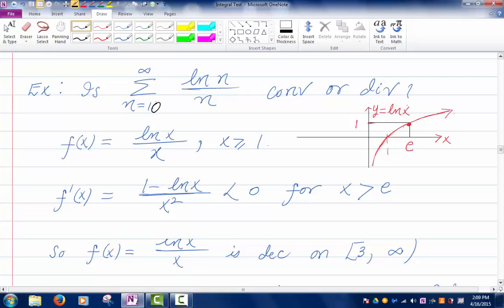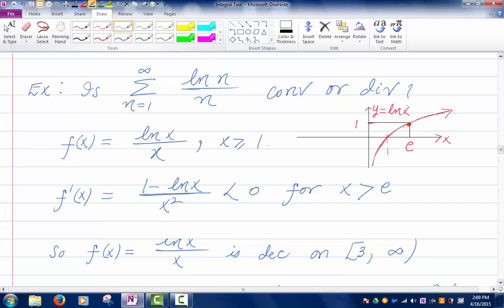Am I making sense? But okay, let's start at 1. So we're going to look at f of x, which is ln of x over x, and let x be greater than or equal to 1. Now we need to know whether f is what? Continuous? Well, is it continuous? Yes, because when x is bigger than 1, the numerator and the denominator are both continuous, and the denominator doesn't vanish when x is bigger than 1, right? So it's fine, continuous.